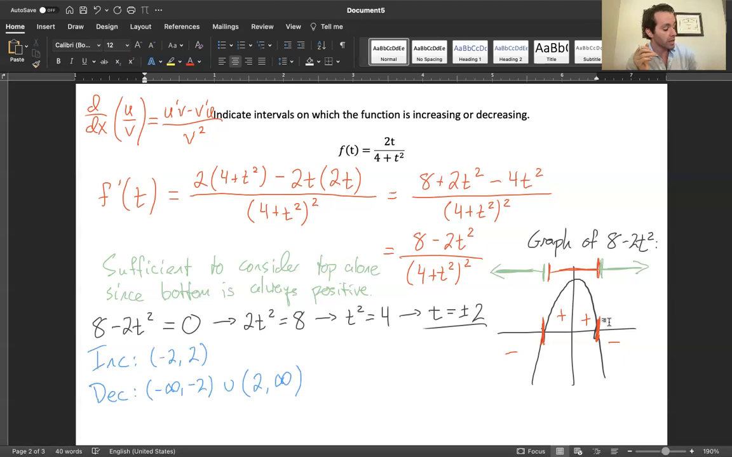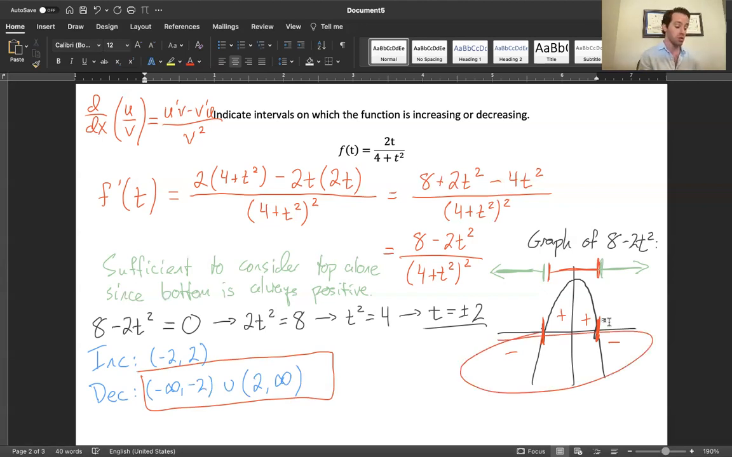So it's increasing on this entire interval from -2 to +2 because that's where the derivative is positive according to its top. And it is decreasing on these two intervals because that is where the derivative is negative, according again to its top. So we have answered the question. Cool, huh?